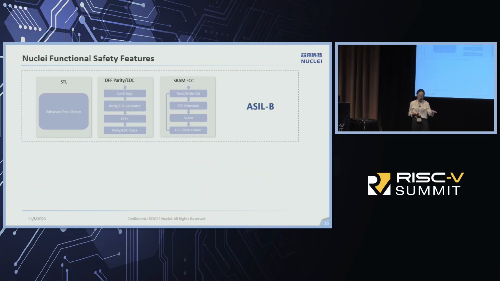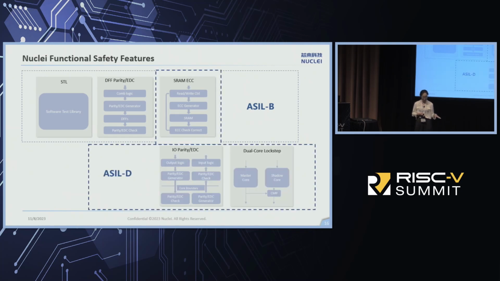Generally, for the ASIL-B requirements, we provide STL on the software side, that's the software test library. It depends on the customer. They run the STL just during the boot period or during the whole life cycle. On the hardware side, we implement the SRAM ECC and the key register parity protection. For ASIL-D, the major safety mechanism is dual core lockstep. Besides that, we also implement the I/O parity protection and the SRAM ECC.